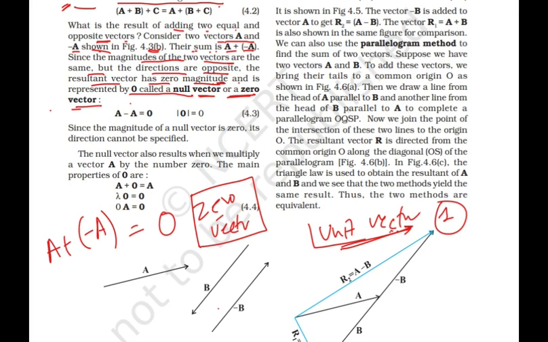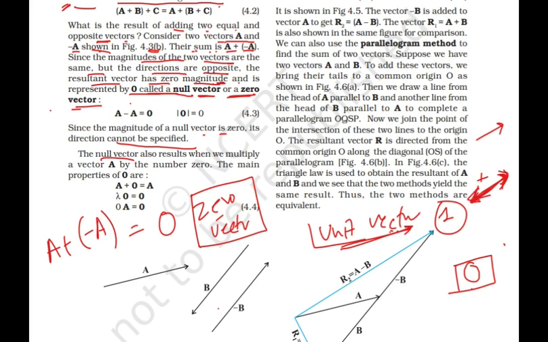See, very important. If the vector is 0, then it will be a null vector. There is no direction; the positive and the negative of A will be the same. What will happen in that case? The magnitude will be 0 and it will be represented by 0, called a null vector or a zero vector. Since the magnitude of a null vector is 0, its direction cannot be specified. Very simple thing. How can I specify this direction? There are two directions. It's not possible. As the magnitude is 0, it is not possible to specify the direction.